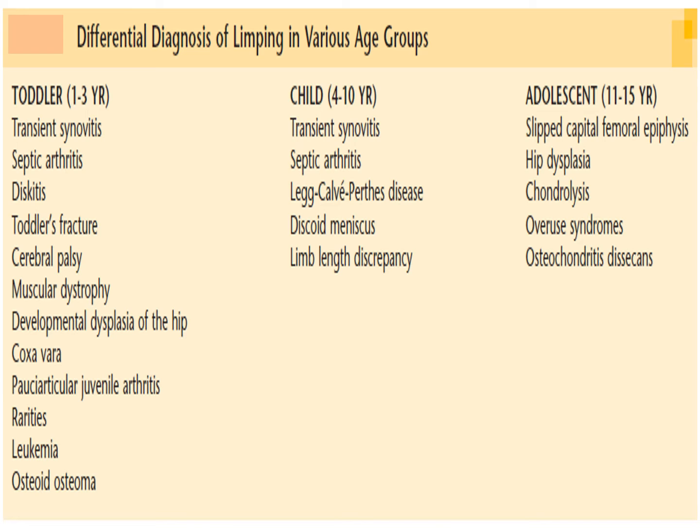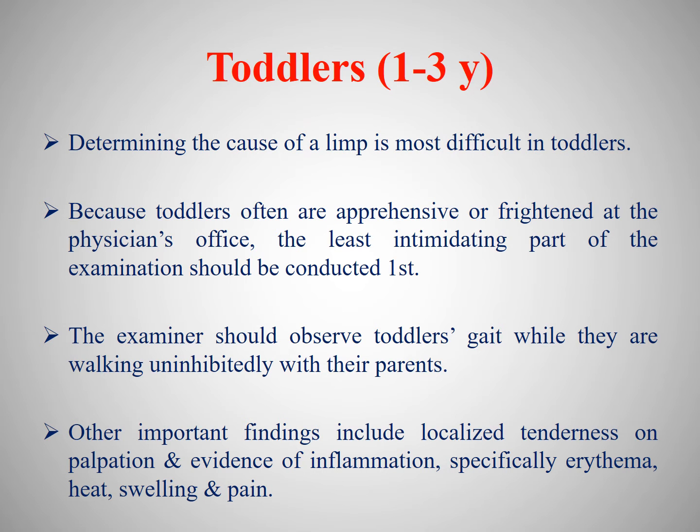In the adolescent, there are more entities coming into view, like slipped capital femoral epiphysis, hip dysplasia, chondrolysis, overuse syndrome, osteochondritis dissecans. So in the toddlers 1 to 3 years, determining the cause of the limp is very difficult in this group because they are so young, you cannot take history directly from them. You should depend on the father or the mother, because toddlers often are apprehensive or frightened at the physician's office. The least intimidating part of the examination should be conducted first.